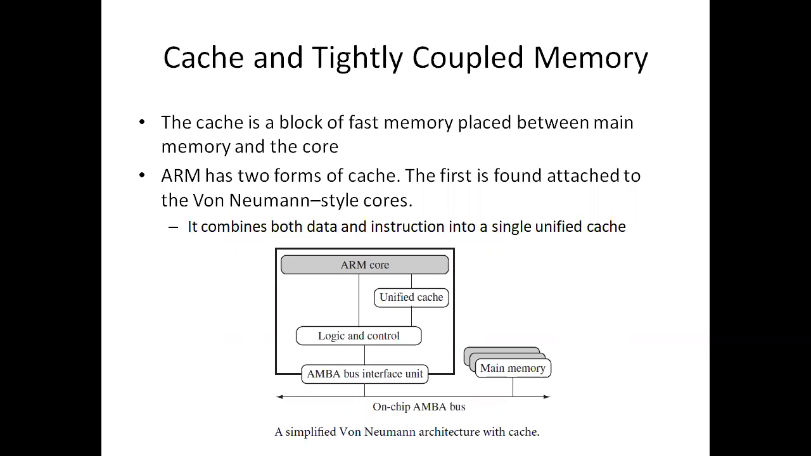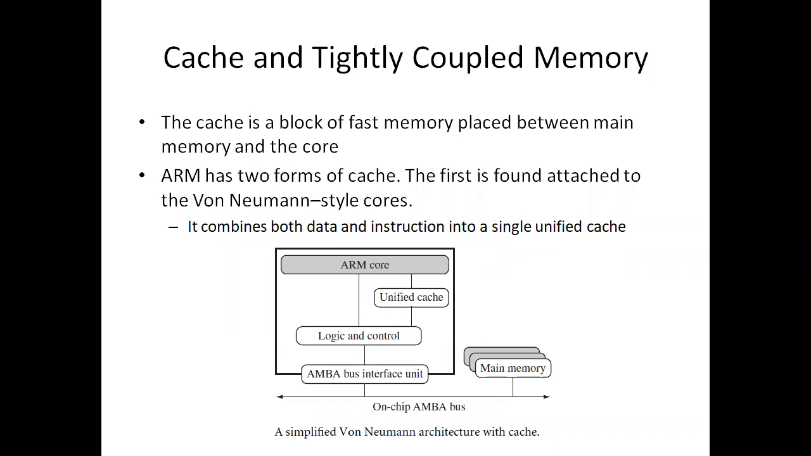ARM has two forms of cache. The first is found attached to the von Neumann style. We already know that there are two types of memory architectures for processors: the von Neumann architecture and the Harvard architecture. In the case of a von Neumann architecture, we have a single bus that is used for accessing program instructions as well as data. A single block of memory is shared for both data and instructions. That is the feature of a von Neumann type of ARM core.